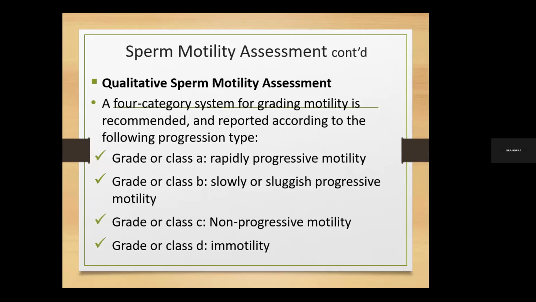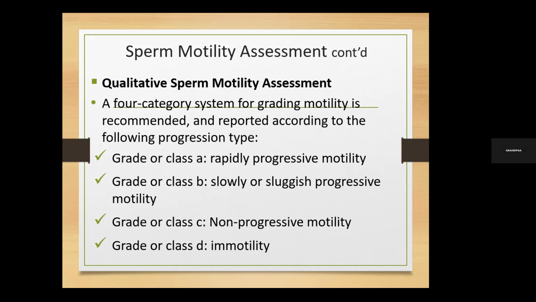So what are the categories? There are 4 categories. The first can be considered as grade A or class A. Sometimes you also call it motility 4, but we have 4 grades. The last grade is motility 1, the second one is motility 2, and the first one, which is class A, becomes motility 4. So some people use grade A or class A, then grade B or class B, grade C or class C, grade D or class D.